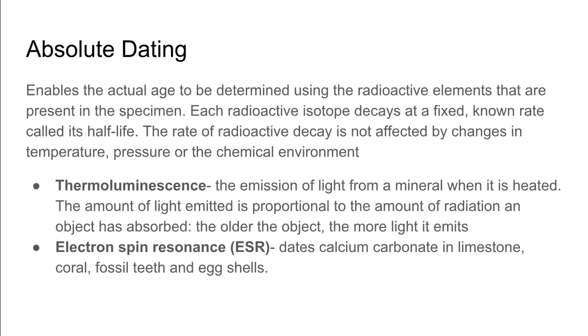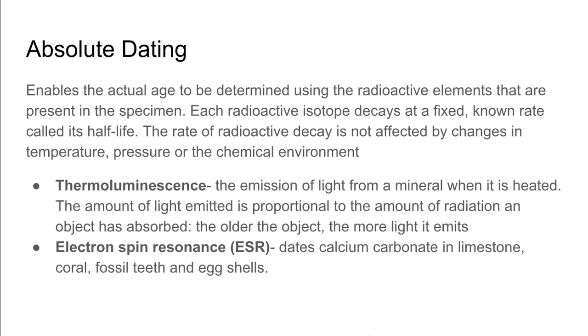Then there's absolute dating, and this allows us to determine the actual age. We use radioactive elements that are present in the specimen. Each isotope decays at a fixed known rate, and this is called its half-life. The amount of radioactive material left in a specimen will indicate its actual age. This is an absolute age because radioactive decay is not affected by temperature, pressure or anything in the chemistry of the environment.